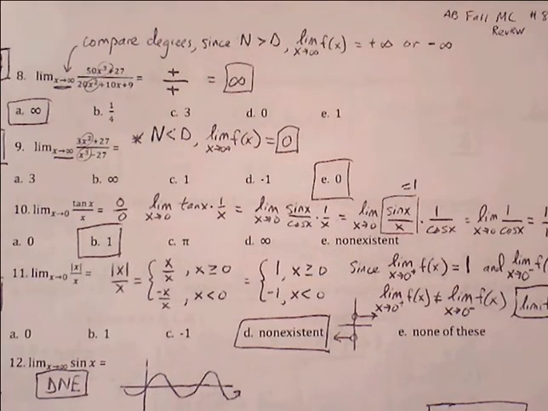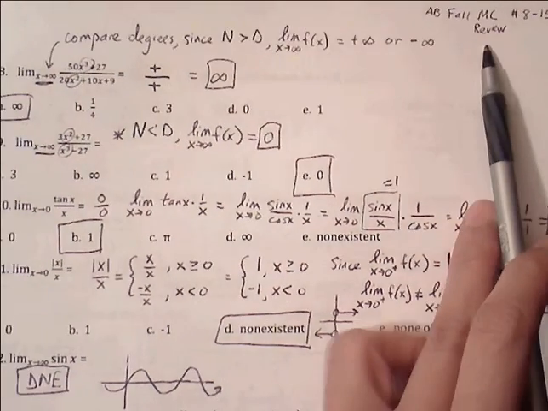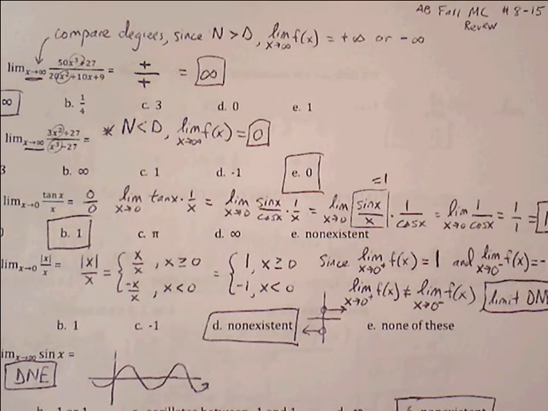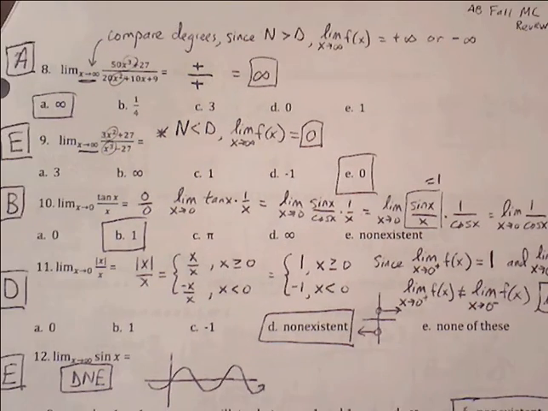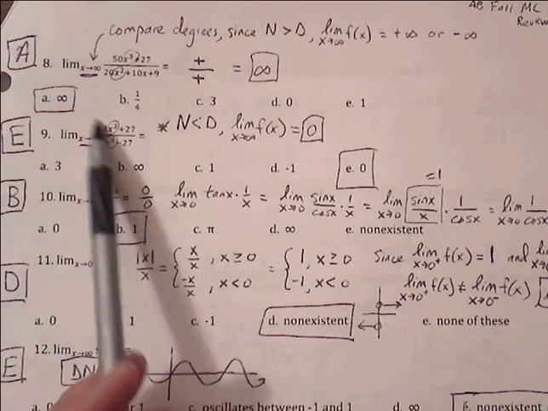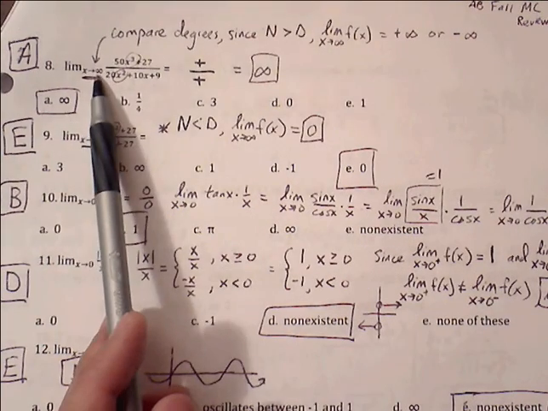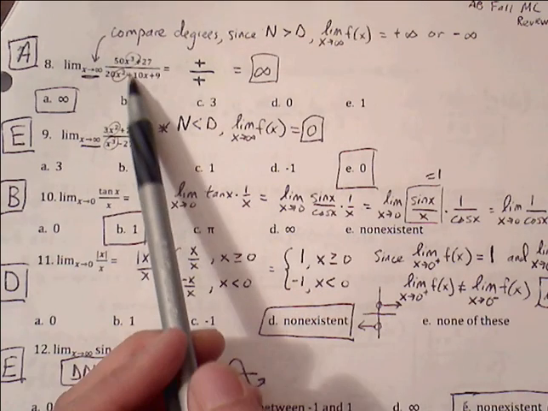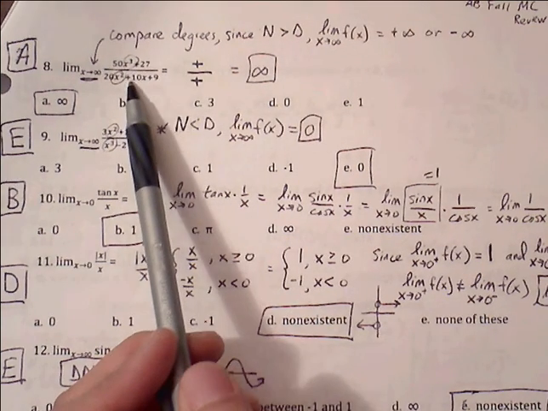We're working through the AB Fall multiple choice, 8 through 15, multiple choice review, final fall exam review. Number 8, we're trying to find the limit as x approaches infinity. So remember, if we're approaching infinity, we compare degrees. Okay? And if we compare degrees between numerator and denominator, notice the numerator has a higher degree than the denominator.